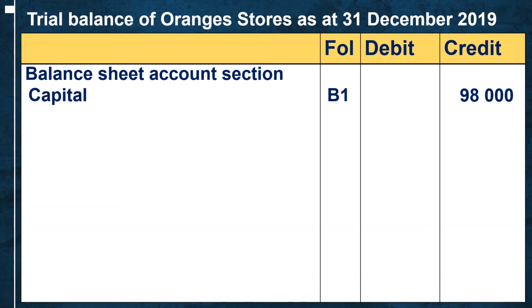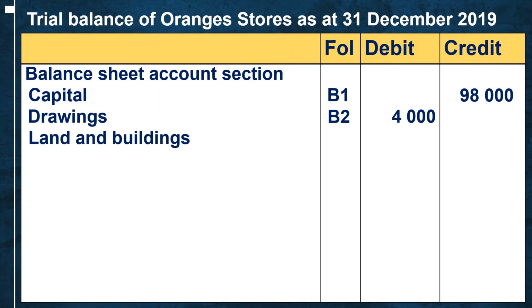We move on to drawings, where we write in the first column drawings, and in the folio column we write B2 and record the amount of 4,000 Namibian dollars in the debit column because drawings increases on the debit side. We write land and building in the first column, and in the folio column we write B3, and then we record the amount of 60,000 Namibian dollars in the debit column because land and building increases on the debit side.